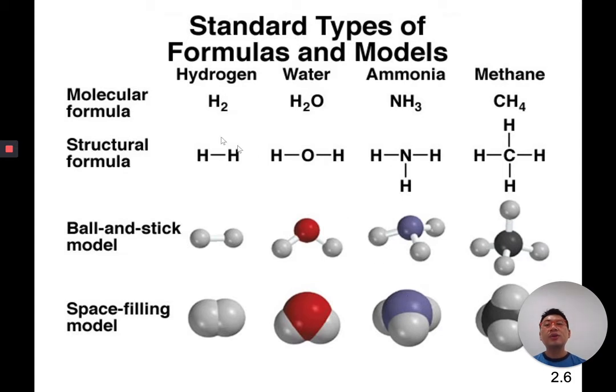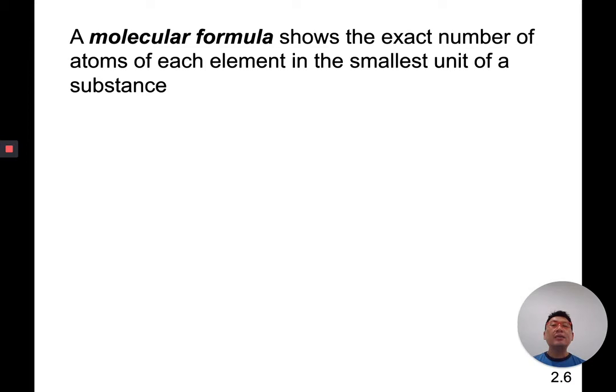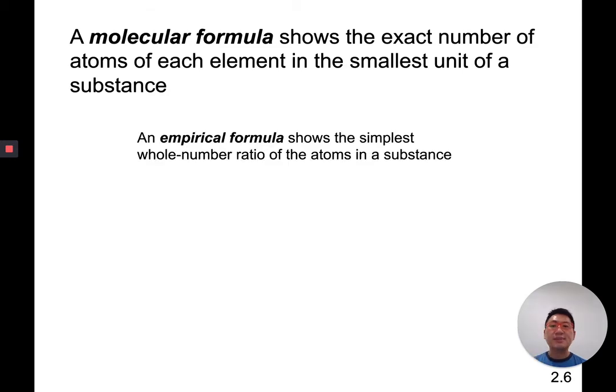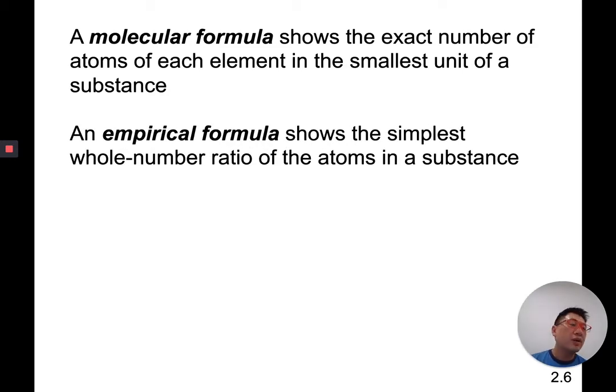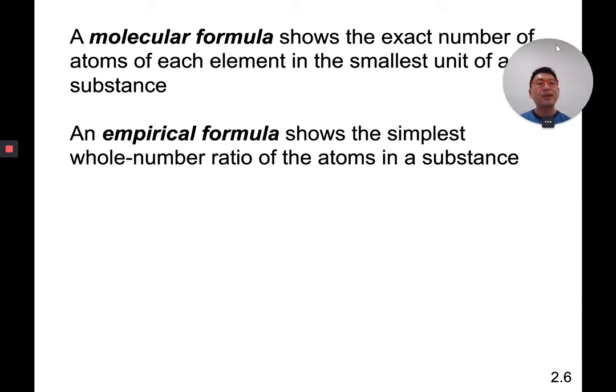So in this chapter, we're going to just talk about molecular formulas. A molecular formula shows us the exact number of atoms of every element in the smallest unit of the substance. Like water, H2O, 2 hydrogens for every oxygen. It may also be written as an empirical formula, which shows the simplest whole number ratio of the atoms in the substance. They don't always have to be, but an empirical formula is the smallest whole number ratio.